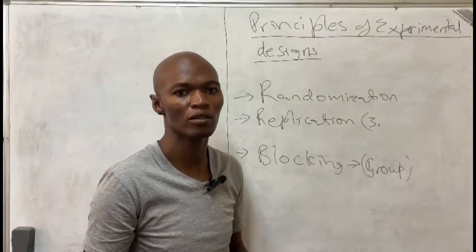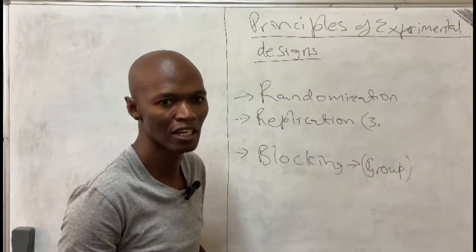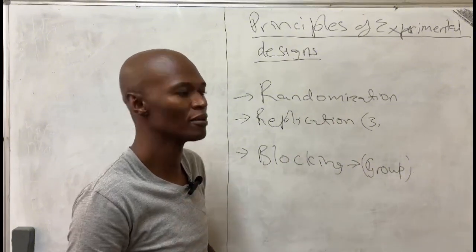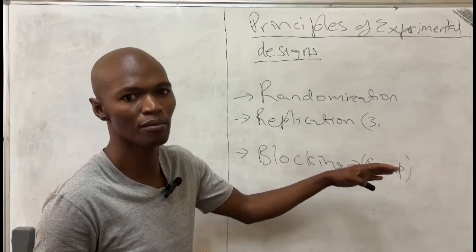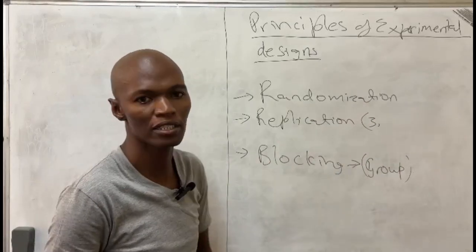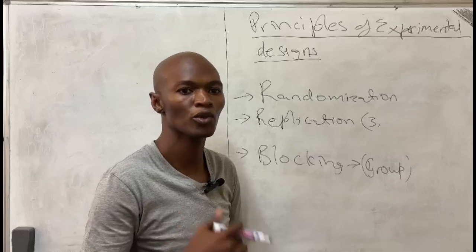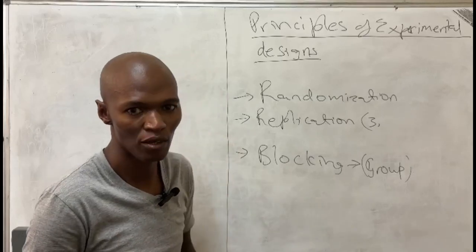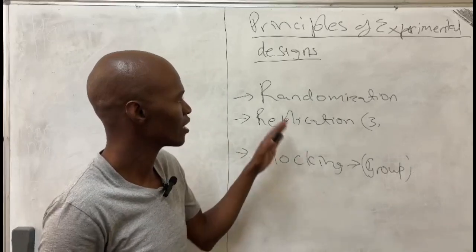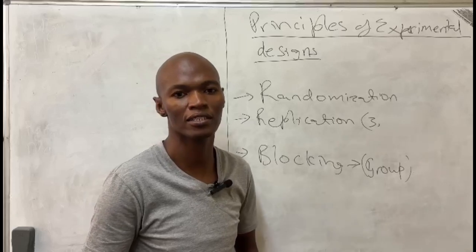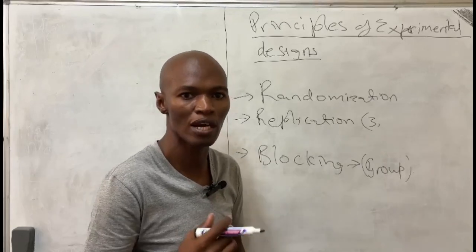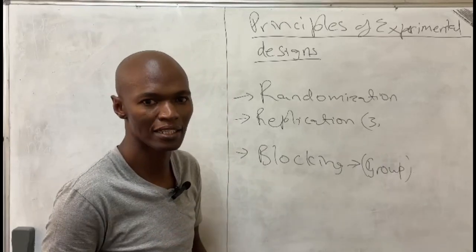Remember, what we are trying to do in agricultural research is to estimate whatever we are doing. We are trying to estimate. So all these 3 principles are very important to consider when you are designing your experiment. We are saying that you have to look at the randomization. How are you going to randomize to avoid the biasness?